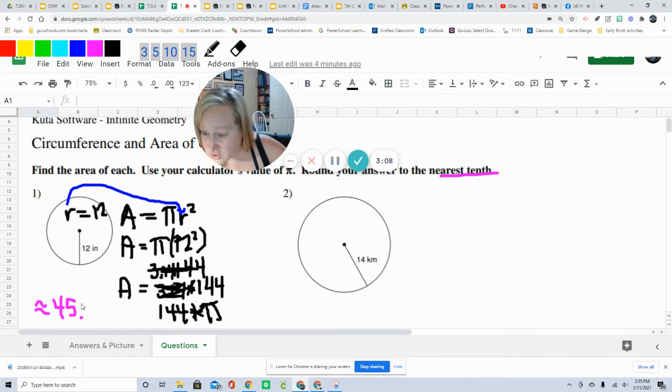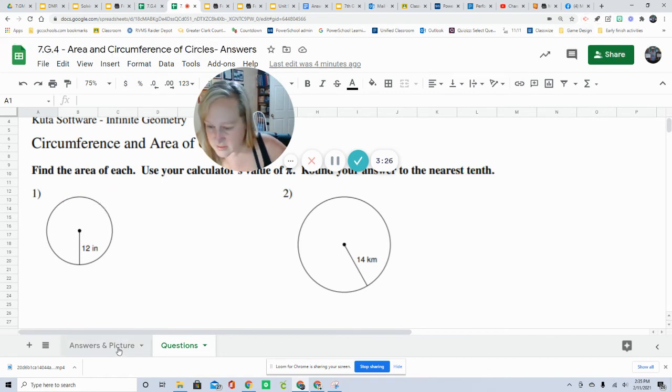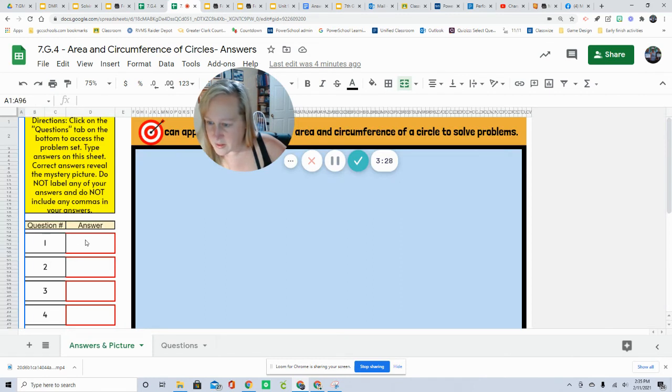So 452.389. Rounding to the nearest tenth, that 8 tells my tenth to go to 4. So 452.4. I'm going to go back over to the website, and I'm going to type in my answer, 452.4, and that should work.